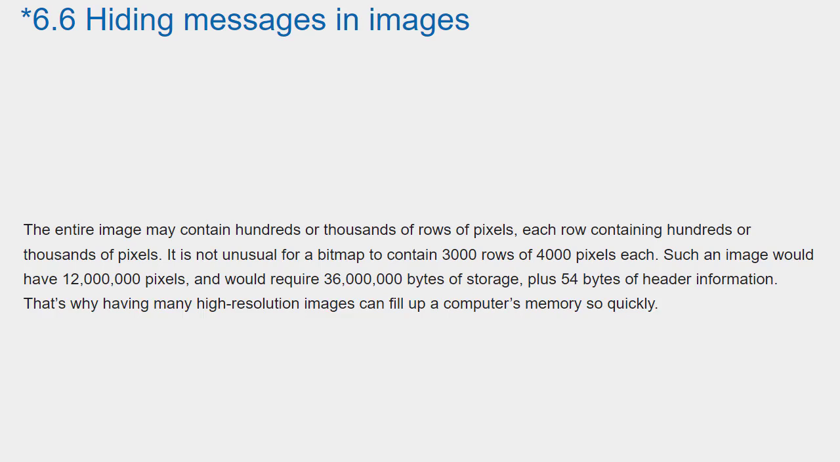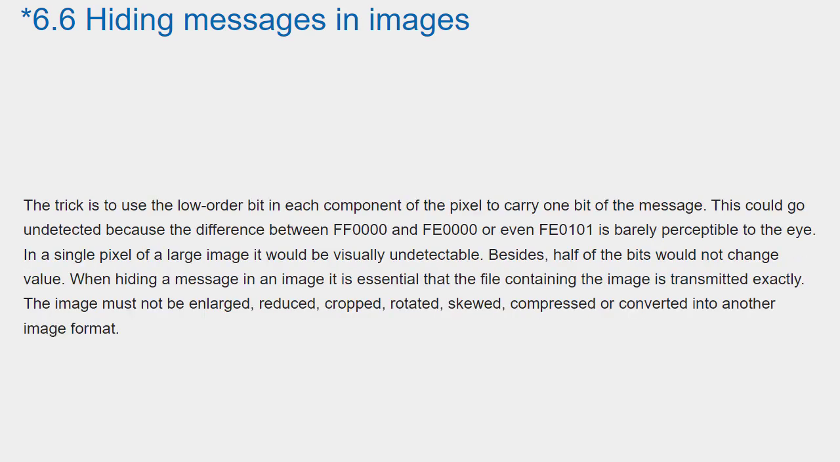pixels. It is not unusual for a bitmap to contain 3,000 rows of 4,000 pixels each. Such an image would have 12 million pixels and would require 36 million bytes of storage, plus 54 bytes of header information. That's why having many high-resolution images can fill up a computer's memory so quickly.